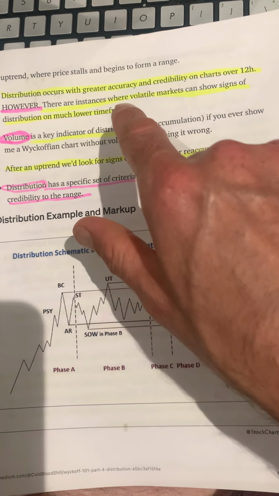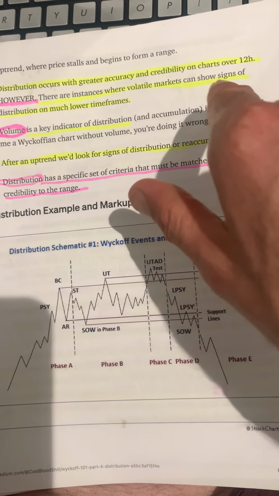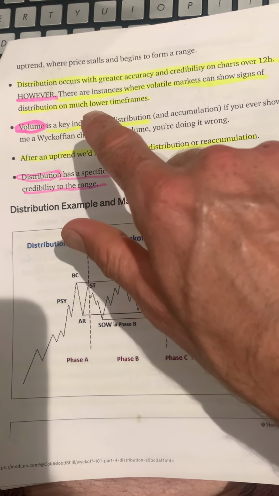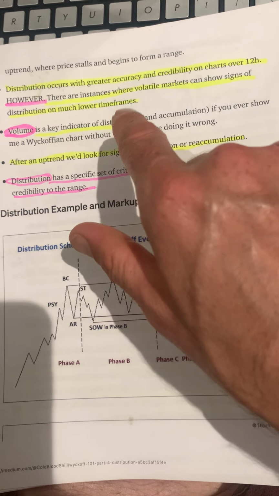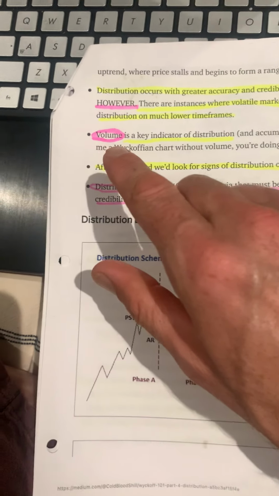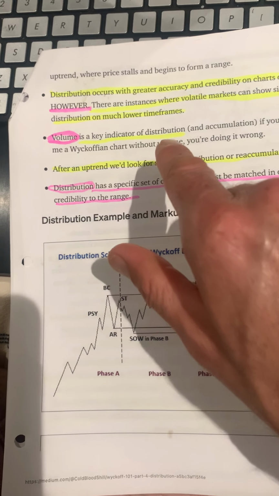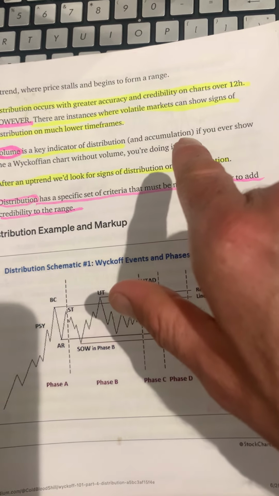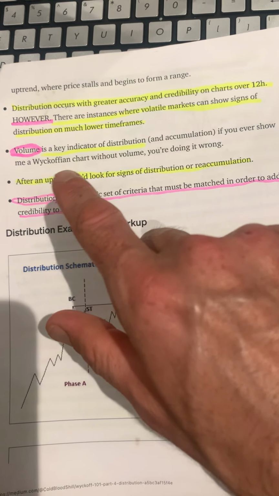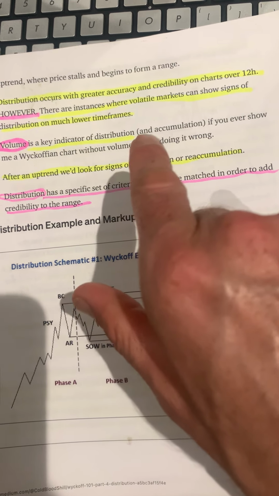However, there are instances where volatile markets can show signs of distribution on much lower time frames. Like now, that's driving me crazy. Volume is a key indicator to distribution and accumulation. If you ever show me a Wyckoffian chart without volume, you're doing it wrong.